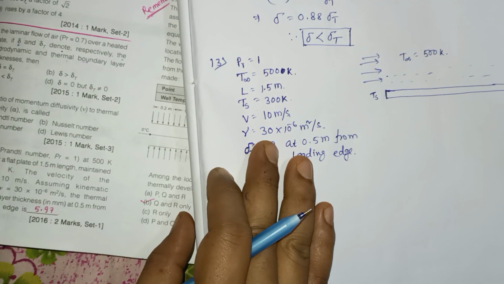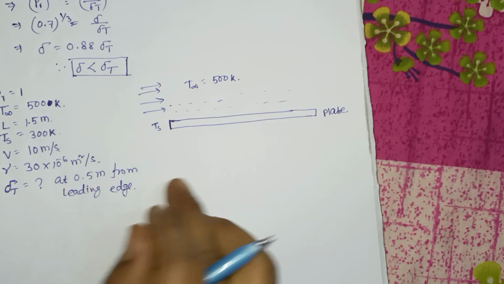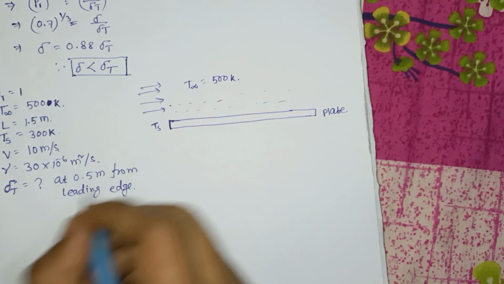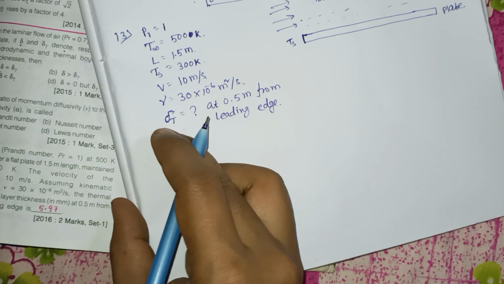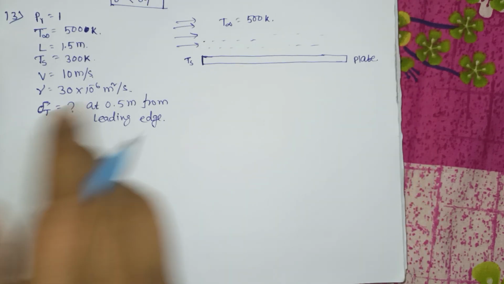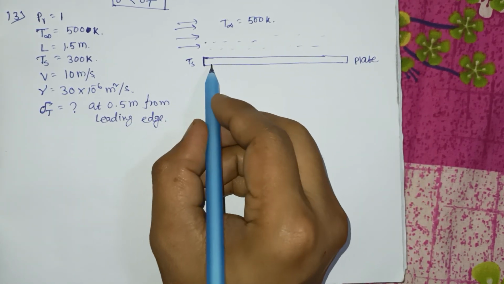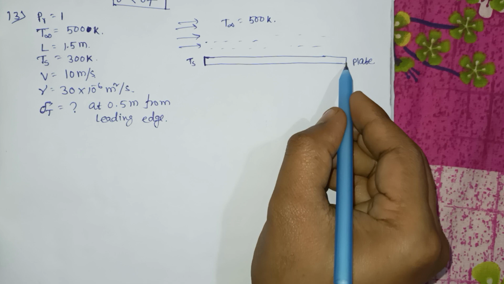So first of all, you have to find out delta T, the thermal boundary layer thickness. Thermal boundary layer thickness at 0.5. So this is the plate. Here this is the leading edge and this is the trailing edge.